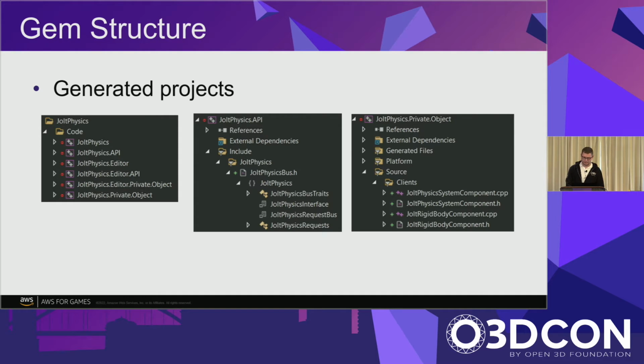The .private project is where the implementation for the gem is going to live. This is where you will keep the implementation for components, or private implementation details for a gem. And that's the point: you can change, for example, your implementation code, and it won't statically link to other gems or cause them to rebuild. That saves quite a lot of build time.